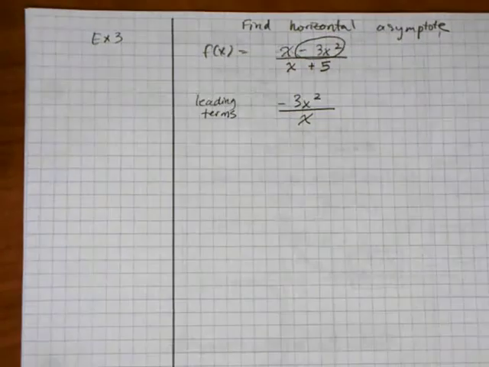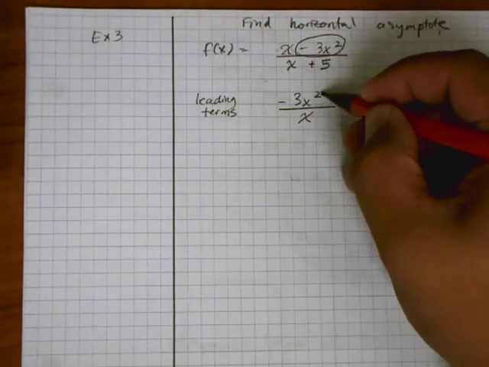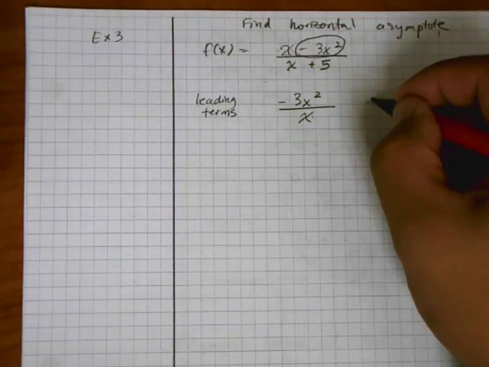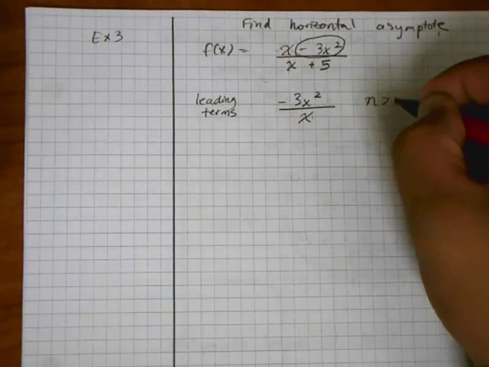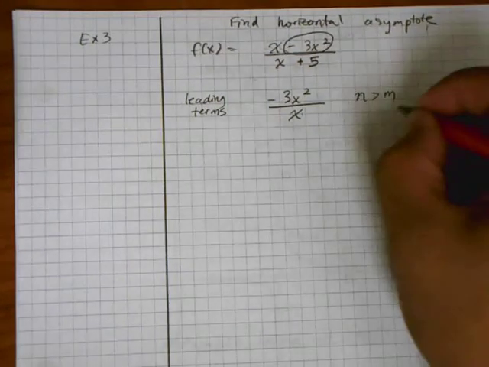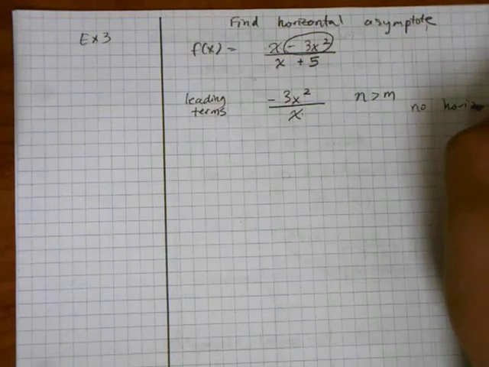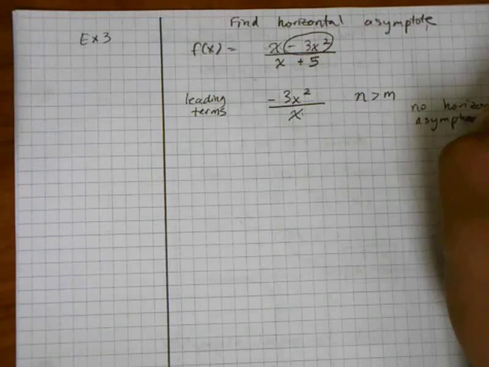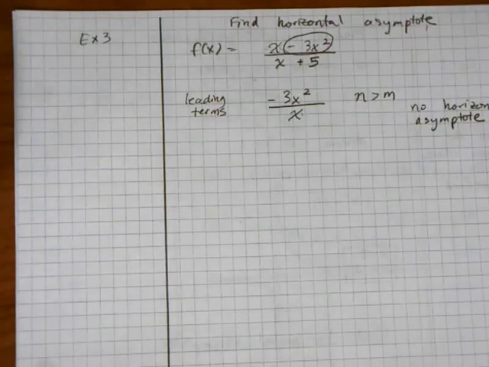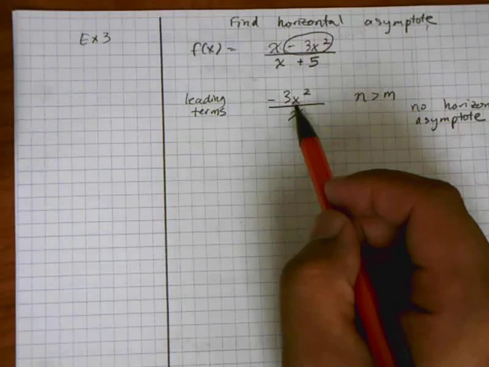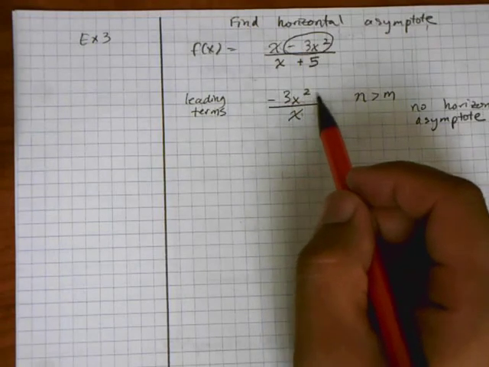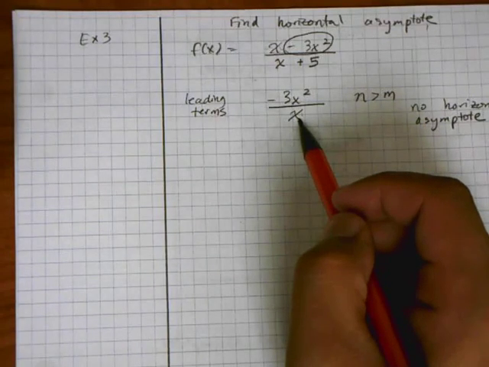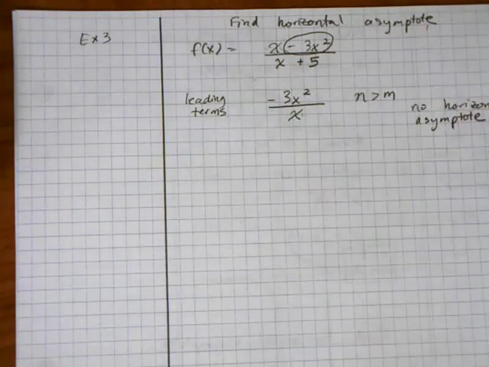And I compare the two exponents. Now the exponent on the top is bigger than the one on the bottom, which means that n is greater than m. So that means there's going to be no horizontal asymptote, because as x gets bigger and bigger, the top is going to dominate the bottom. I mean, x squared is going to be a lot bigger than x. So it's not going to approach any number, it's just going to keep getting bigger and bigger.